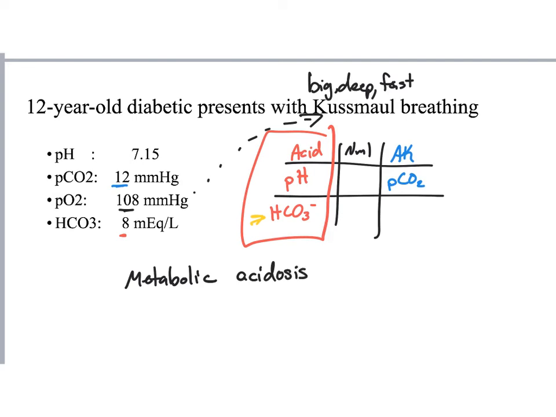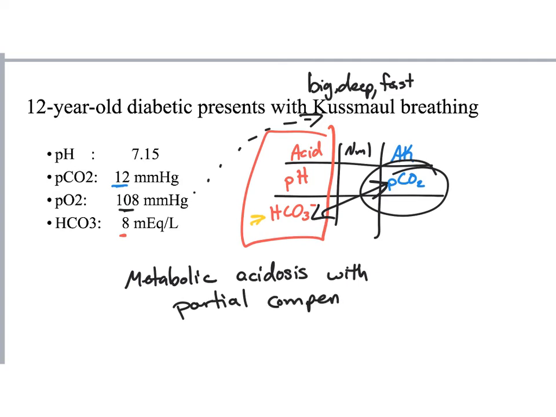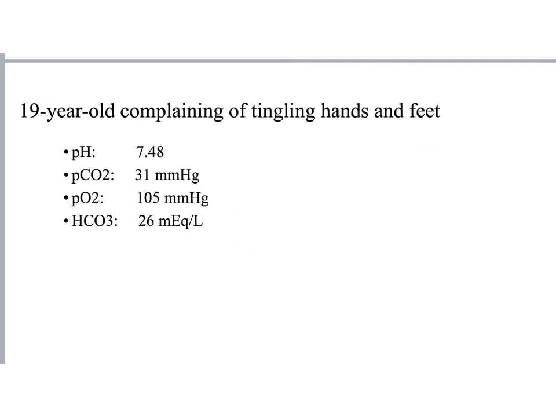Now take a look at your PCO2 value though, because it's not normal, it's pulling the opposite direction. So I can add that this has partial compensation. Again, the two systems are pulling opposite directions, but the pH is still abnormal. So that makes it partial compensation instead of full compensation.